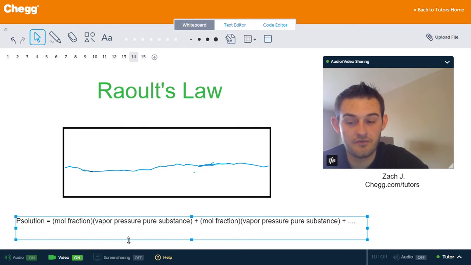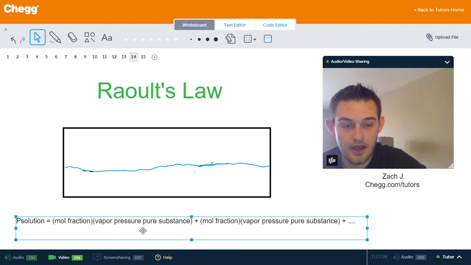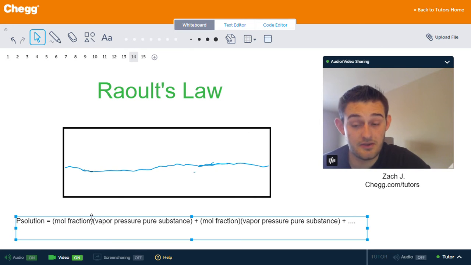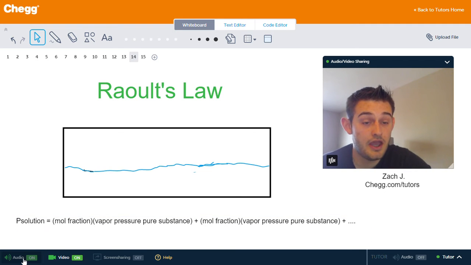So if we only had, let's say, methane here, the pressure of the solution would be equal to the mole fraction of methane, which would be 1 because it's the only thing we have, times the vapor pressure of the pure substance. So the vapor pressure of the pure substance is equal to the pressure of the solution because it's pure, and so that would be the vapor pressure of that.